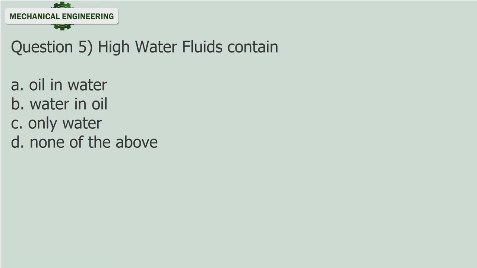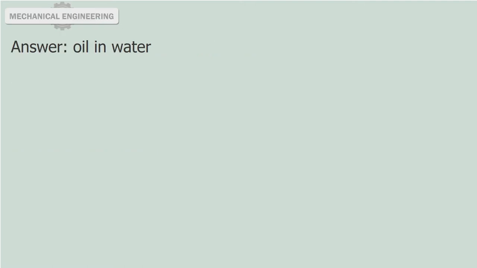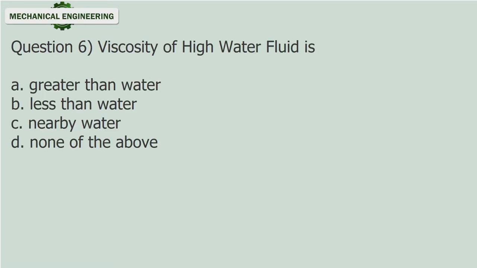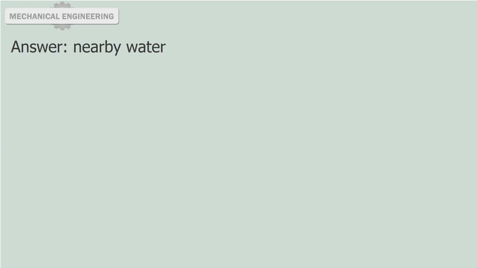Question 5. High water fluids contain A. Oil in water. B. Water in oil. C. Only water. D. None of the above. Answer, oil in water. Question 6. Viscosity of high water fluid is A. Greater than water. B. Less than water. C. Nearby water. D. None of the above. Answer, nearby water.